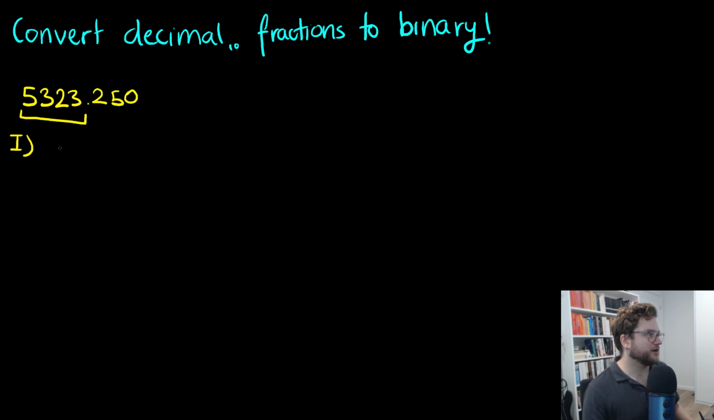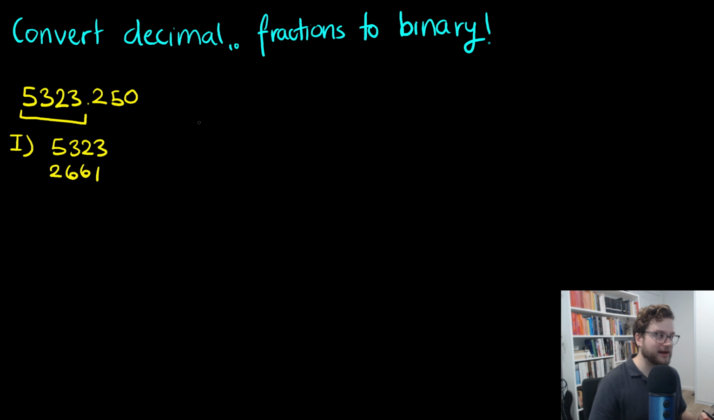Part 1. 5,323. Let's divide that by 2. We get 2,661.5. Remember, when you divide something in half and you get a .5, that's a remainder of 1, because 2661 plus 2661 plus 1 is 5,323. So the remainder here, when you divide this number in half, is 1.